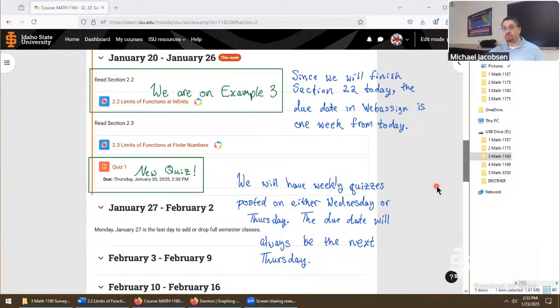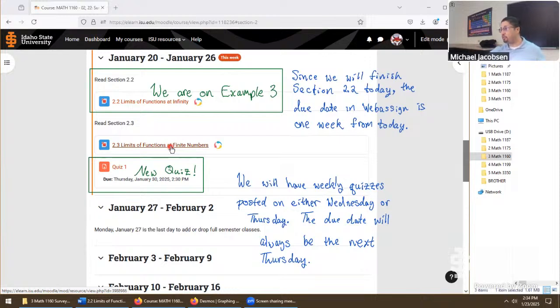So let's get started with our work today then. We're on example 3, about to finish off the section 2.2 notes. And section 2.3, it's similar to what we did in this section, except we're not saying limit as x goes to infinity. We're saying limit as x goes to 5, for example. So that's what we mean by limits of functions at finite numbers. This is actually going to be split across two different sections. In section 2.3, we're just looking at the graphs and understanding the definitions.